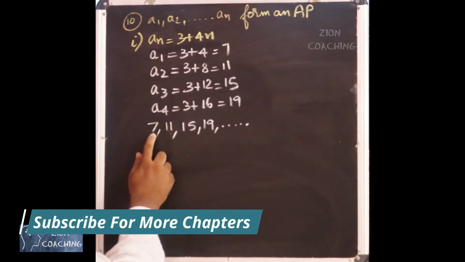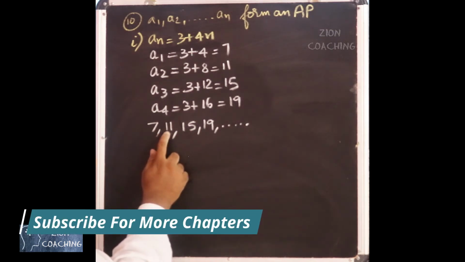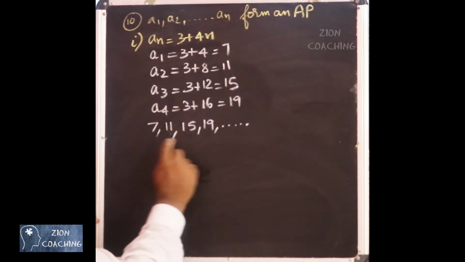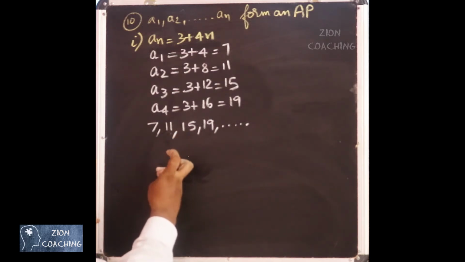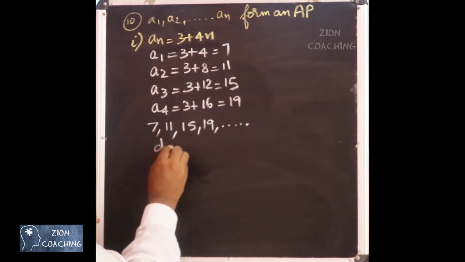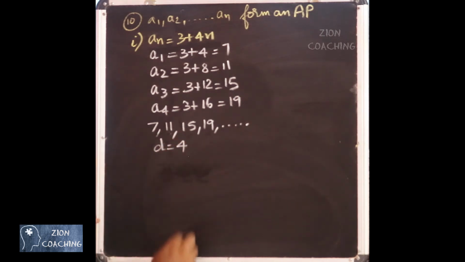Now 11 minus 7 is 4, 15 minus 11 is 4, 19 minus 15 is 4. You can see that the difference is common throughout, that is, it is equal to 4. Your D value is equal to 4. Since the common difference is there, we can say that it forms an AP.